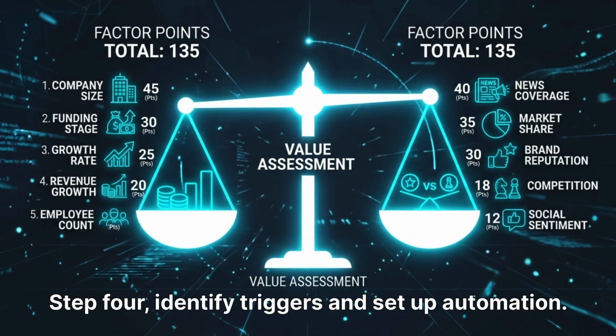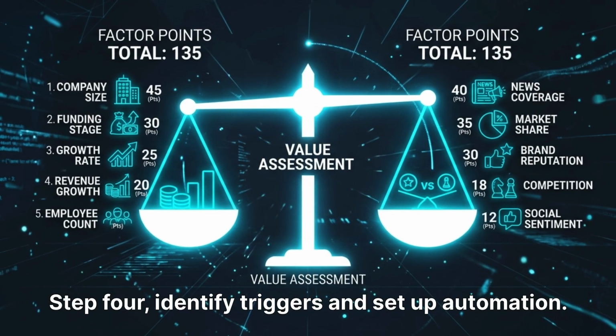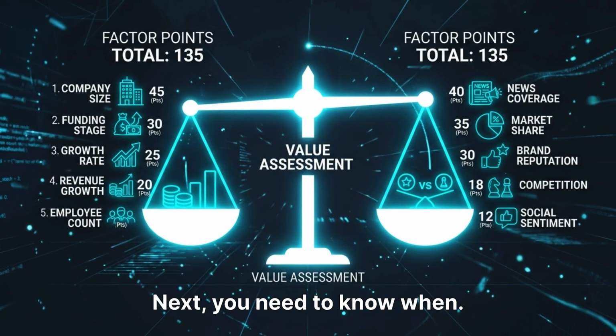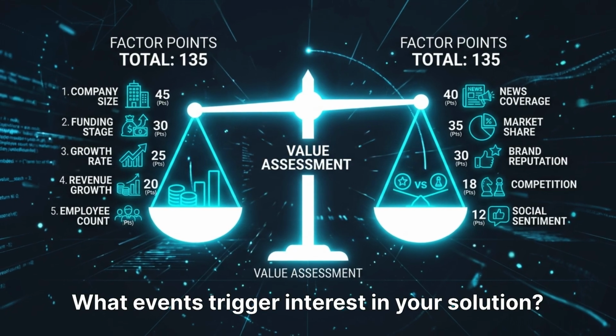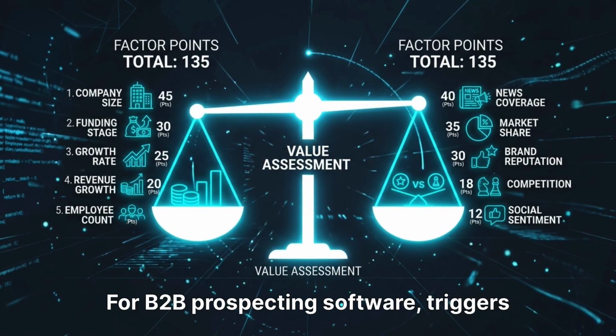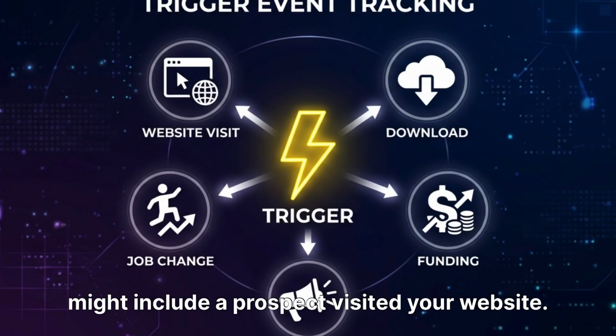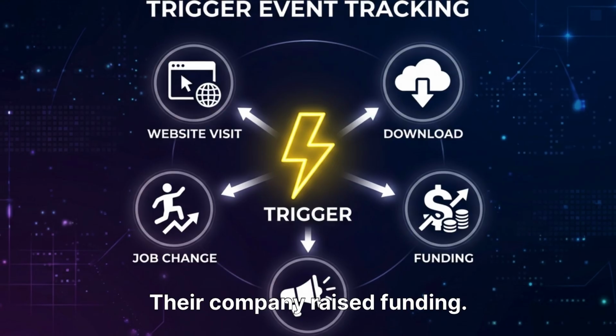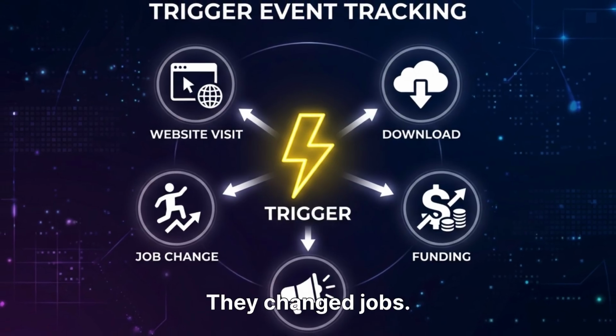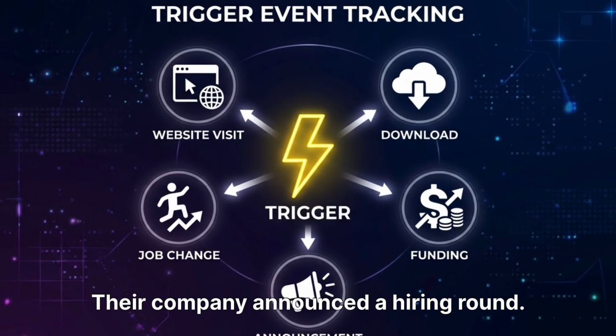Step 4. Identify triggers and set up automation. Now you know who to contact. Next, you need to know when. What events trigger interest in your solution? For B2B prospecting software, triggers might include a prospect visited your website, they downloaded a resource, their company raised funding, they changed jobs, their company announced a hiring round.